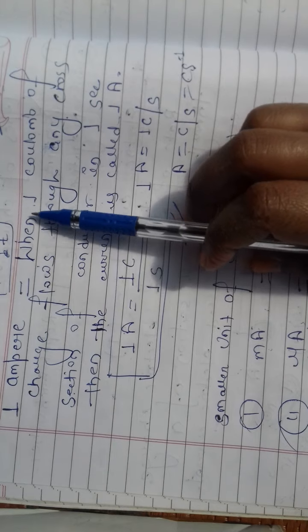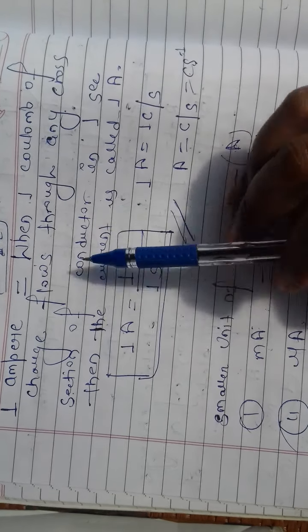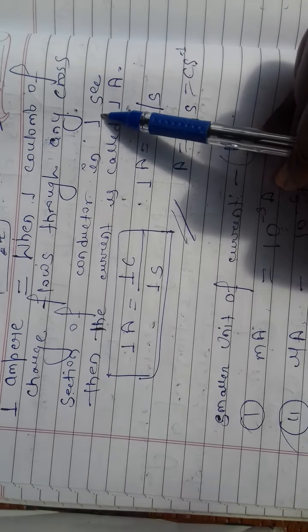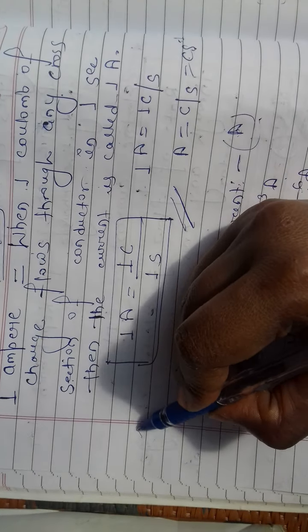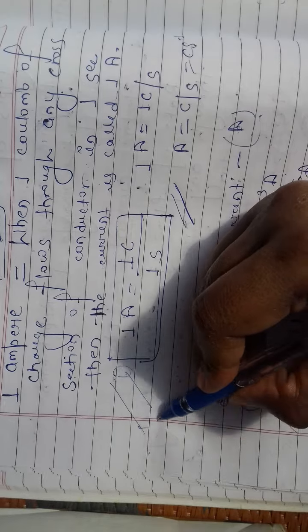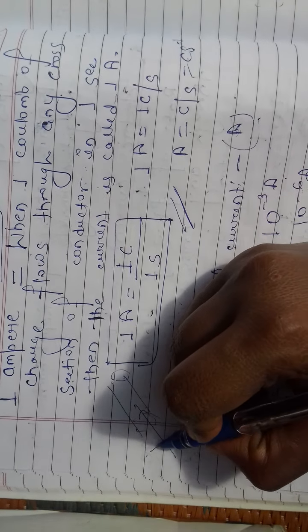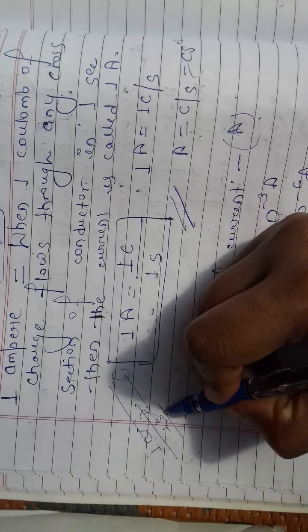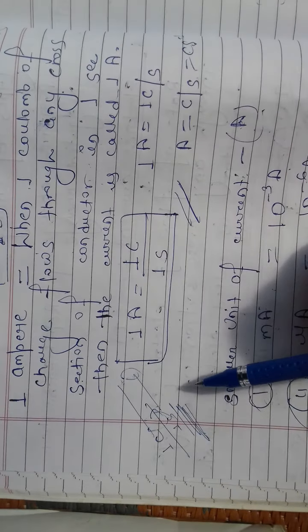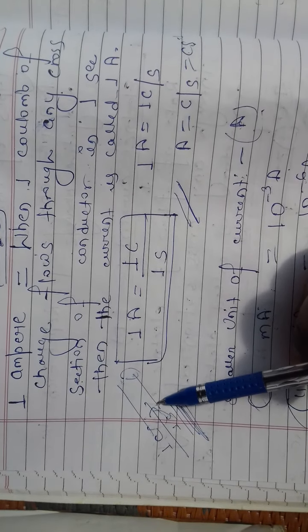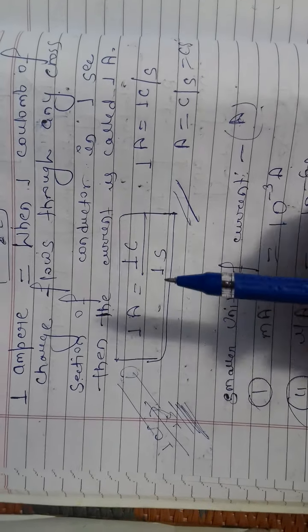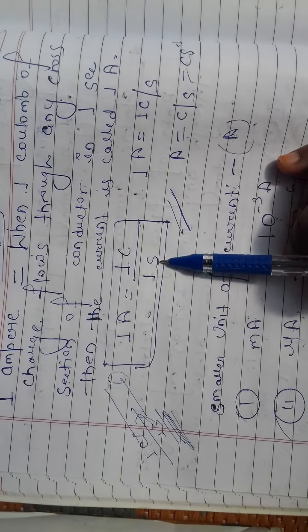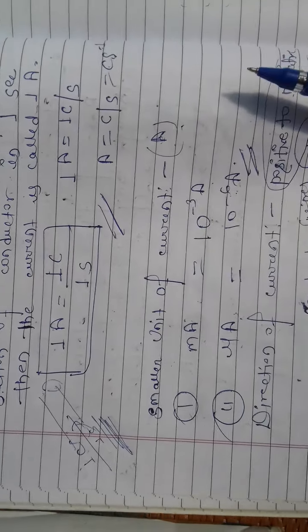1 ampere is when 1 coulomb of charge flows through any cross section of the conductor in 1 second. Suppose this is a conducting wire, and through this cross section 1 coulomb of charge flows in 1 second. Then what will be the amount of current here? It will be 1 ampere. So 1 ampere is equal to 1 coulomb upon 1 second, or 1 coulomb per second.